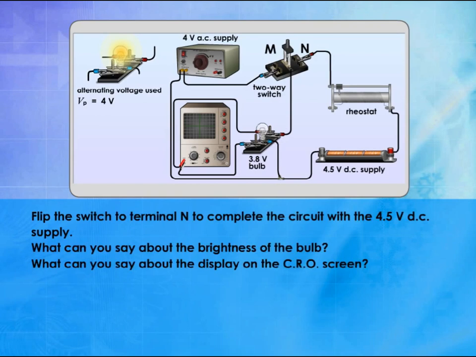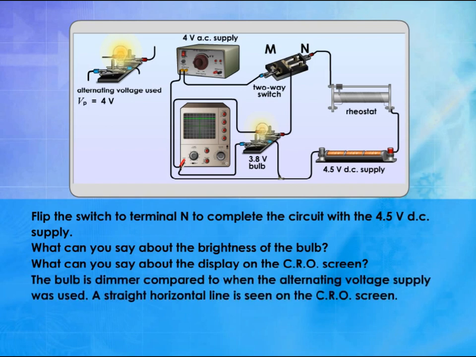Flip the switch to terminal N to complete the circuit with the 4.5 volt DC supply. What can you say about the brightness of the bulb? What can you say about the display on the C.R.O. screen? The bulb is dimmer compared to when the alternating voltage supply was used. A straight horizontal line is seen on the C.R.O. screen.